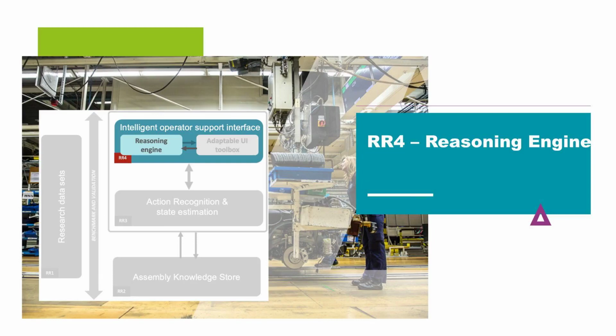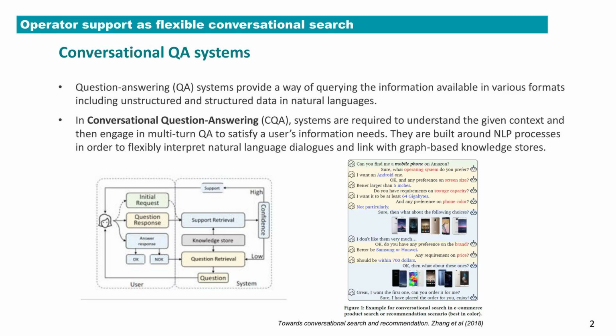In the Operator Assist project, ISYE is working on the reasoning engine component. The reasoning engine tries to assess a flexible conversational search. In a question-answering system, such as Amazon, we can ask, for example, to request a mobile phone. Can you find me a mobile phone?